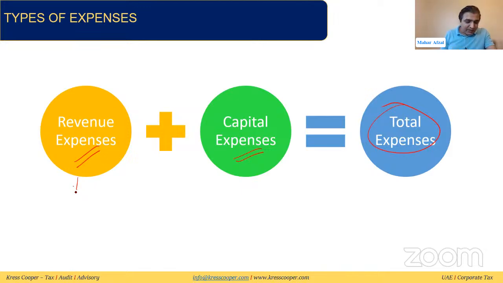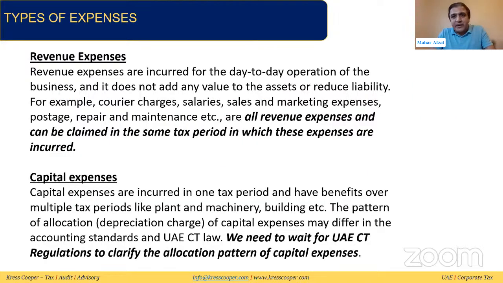Whatever we can claim 100% in the same tax period in which the expenses are incurred, we can claim 100%. These expenses can be salaries, wages, courier charges, day-to-day rent, marketing expenses; these are revenue expenses. The revenue expenses are incurred for the day-to-day operations of the business. They don't add any value to the assets or reduce liability.